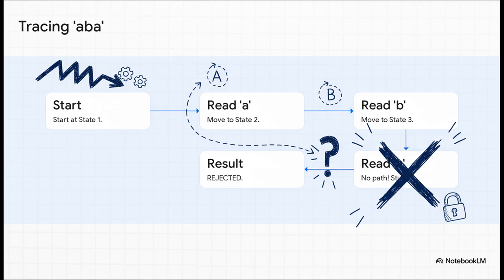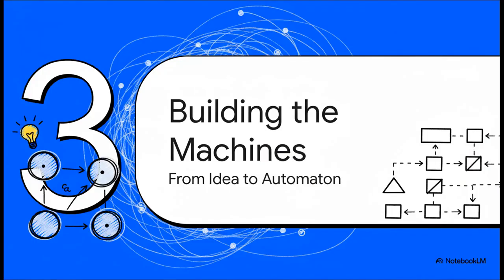And because it can't finish, the word ABBA is rejected. So we know how to use these machines, we know how to trace a word through them, but how do we actually build one from scratch? Let's take a look. It's really all about translating a simple idea into a map of states and transitions.